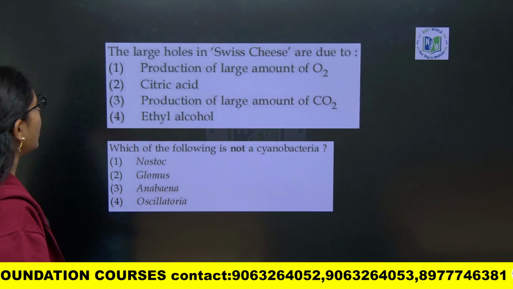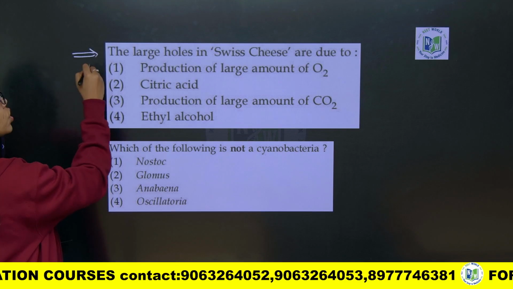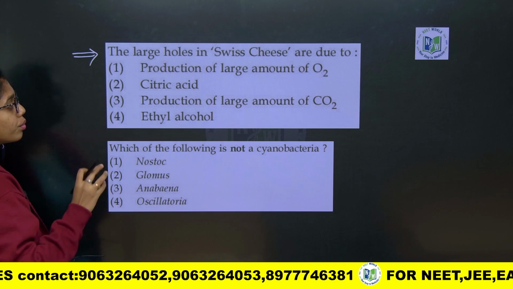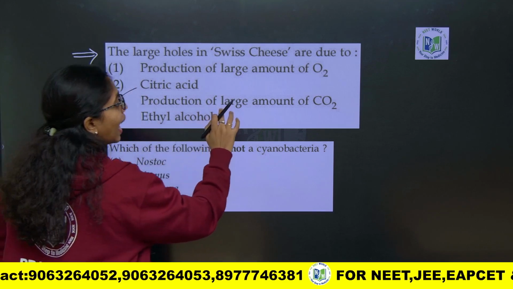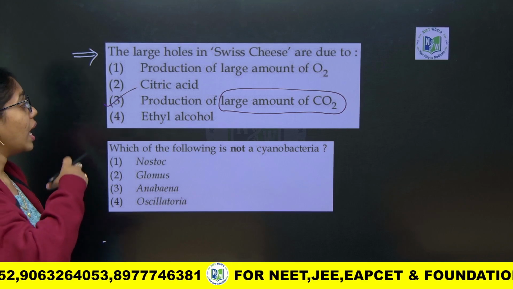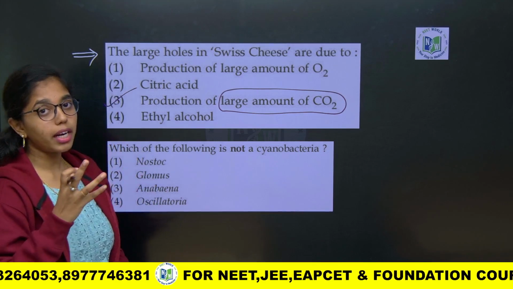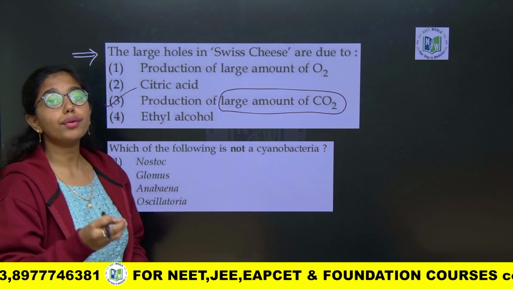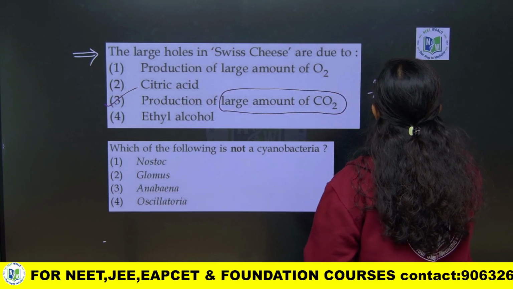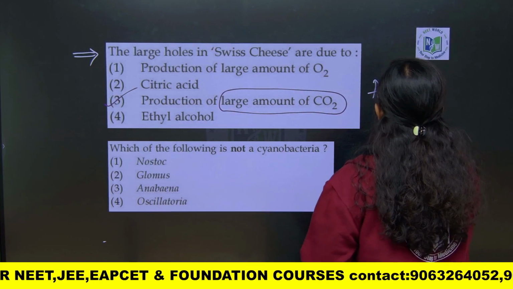Next question, ma. The large holes in the Swiss cheese are produced due to the production of a large amount of carbon dioxide. That is produced because of the large amount of carbon dioxide released due to alcoholic fermentation.